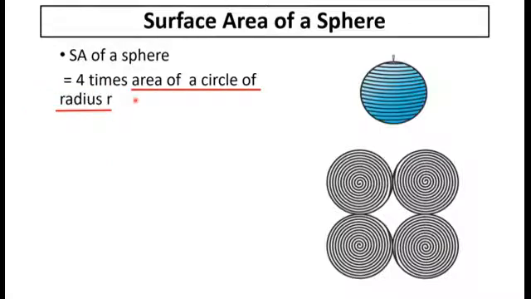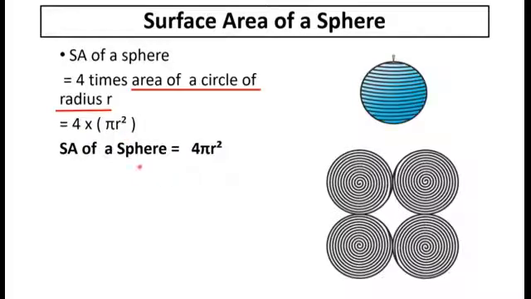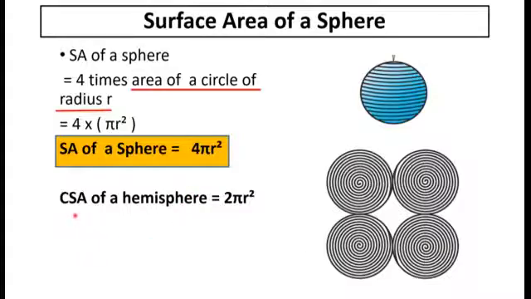But we know that area of a circle of radius r can be written as pi r square. So our above equation becomes 4 into pi r square. So surface area of sphere is given by 4 pi r square. Now we can find out CSA of hemisphere, which will be equal to half of the surface area of the sphere. So it becomes 2 pi r square.